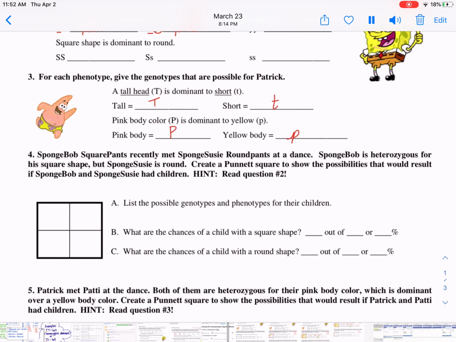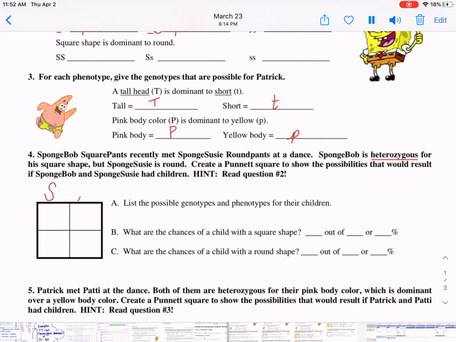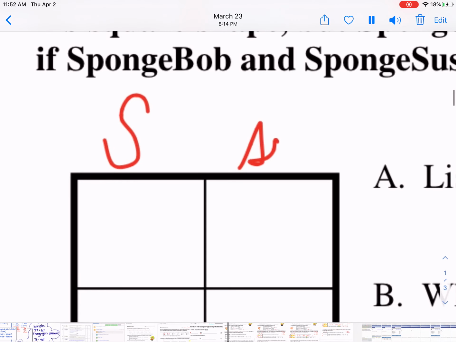SpongeBob recently met Sponge Susie. She's round, he's square. It says there, SpongeBob is heterozygous for his shape. Hetero. He's going to be a square. Heterozygous. Big S, little s. Why did I say S? Because he is a square pants. Why did I say big and little? Because he is heterozygous.